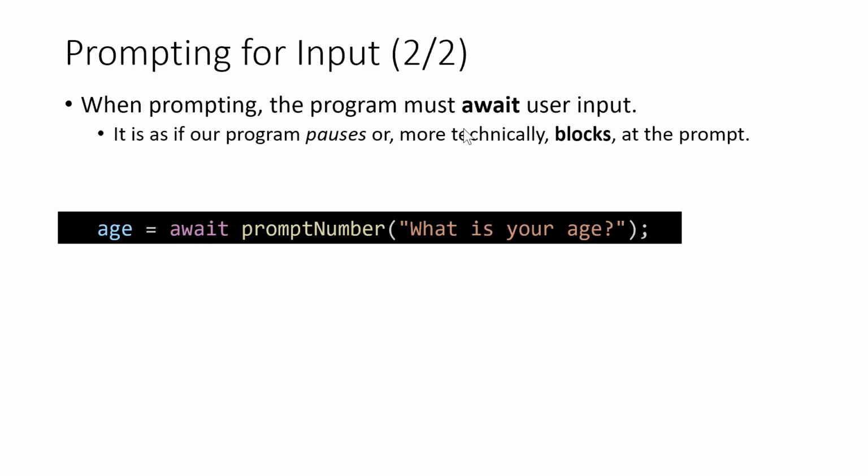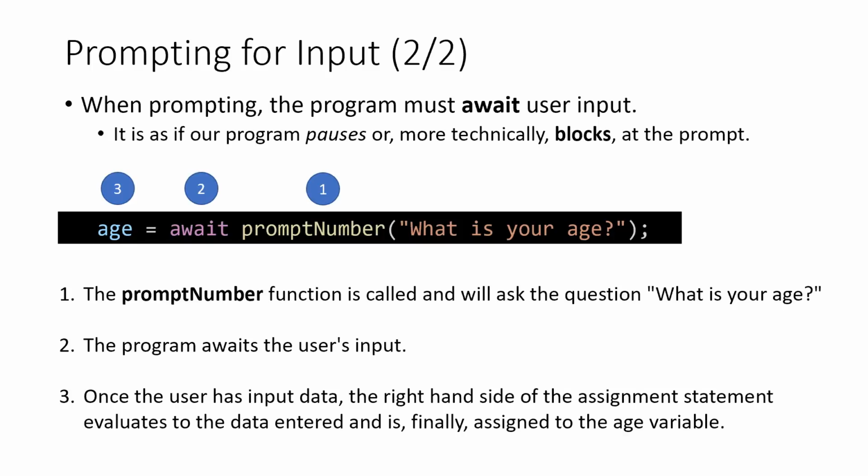When prompting, the program must await the user's input. We are blocking or pausing the program at this certain point. We're saying, all right, don't continue on further in our program until the result of this function is known. And so we're awaiting prompt number, what is your age? This would ask the user, what is your age? And as soon as they typed in a number and pressed OK, that value would be assigned to the age variable and the program would continue on. Using prompts like these, we can write applications that don't have all of their data hard-coded into them, but allow the user to give data when the program is running. We'll make use of this to start building more interesting applications.